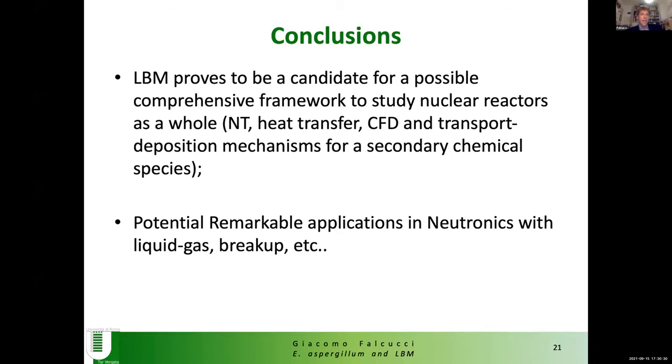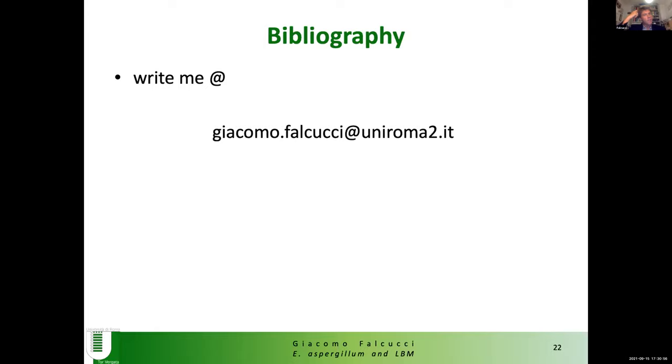We then can face potential remarkable outbreaks of lattice Boltzmann, considering neutronics with complex behaviors like the liquid-gas transitions, but for neutrons, the breakup that we saw, and so on. Okay, so if you need details on the bibliography, please write me, because there were more than 100 papers. I couldn't put the bibliography here, but I can let you have all the details.